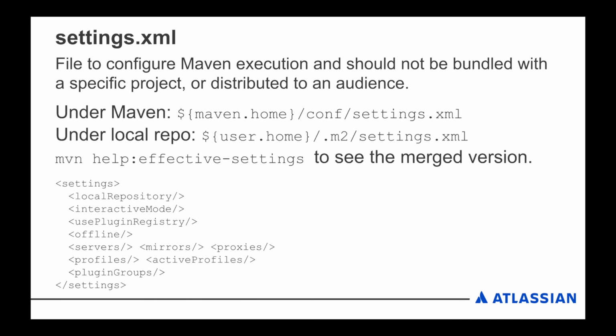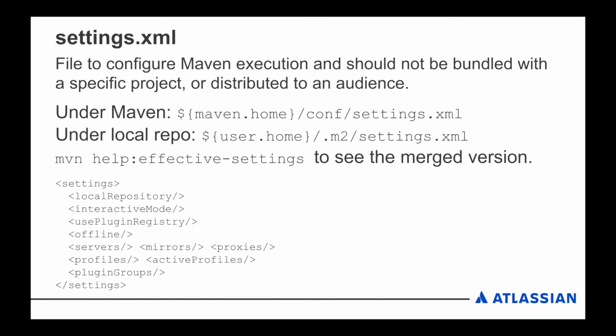Interactive mode states whether Maven should attempt to interact with the user for getting input or not. And the usePluginRegistry tag defines if the plugin-registry XML file will be used with the Maven execution or not. The plugin-registry file defines the versions of the plugins that can be used with the Maven execution. So it is more like the dependencyManagement tag, but for the plugins.